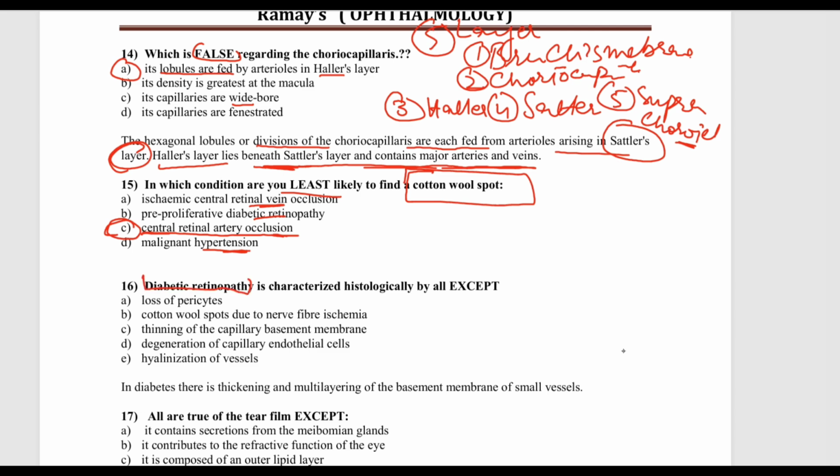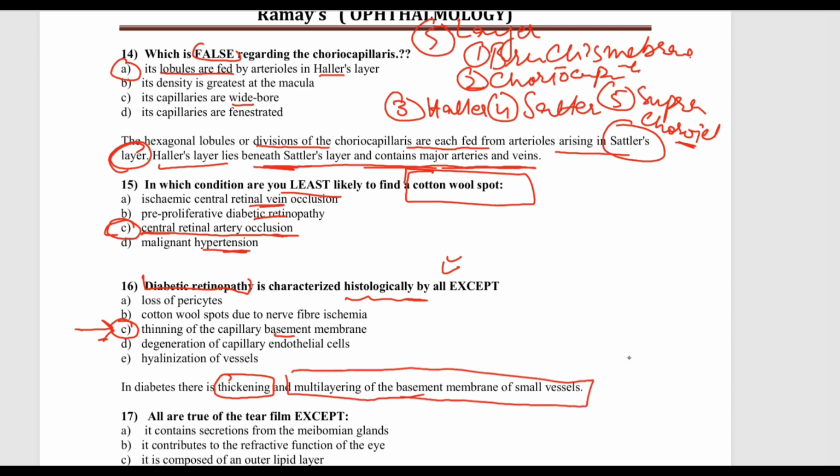Diabetic retinopathy is characterized histologically by all of the following except: the options are loss of pericytes, cotton wool spot due to nerve fiber ischemia, thinning of the capillary basement membrane, degeneration of the capillary endothelial cell, hyalinization of the vessels. So, which is not the characteristic? Thinning of the capillary basement membrane. There will be thickening. Okay, remember that, and the multi-layering of the basement membrane of the small vessels.